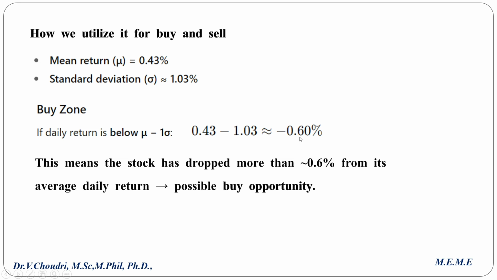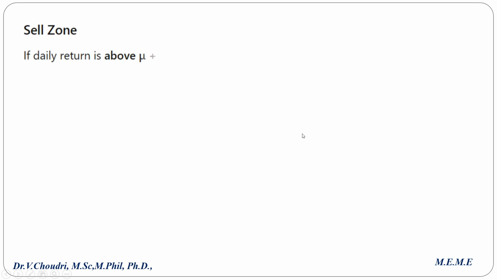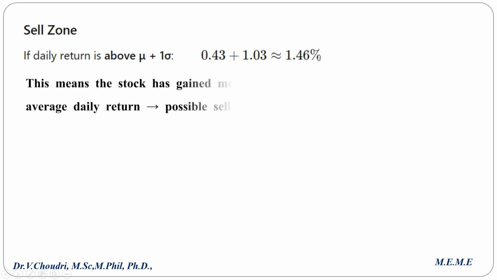So this is a buy signal when it is negative. If it is sell, it is the sum of the mean plus the standard deviation, that is 0.43 plus 1.03, 1.46 percent. This is the signal: if the daily returns go above 1.46 percent, you have to sell the stock. This is only for intraday purposes.